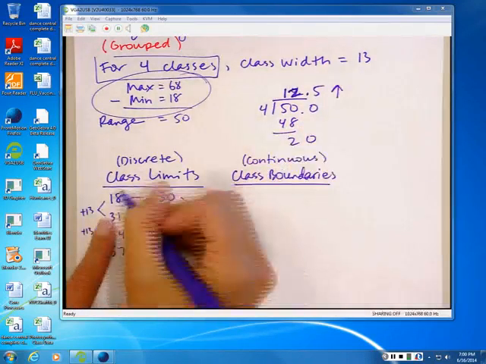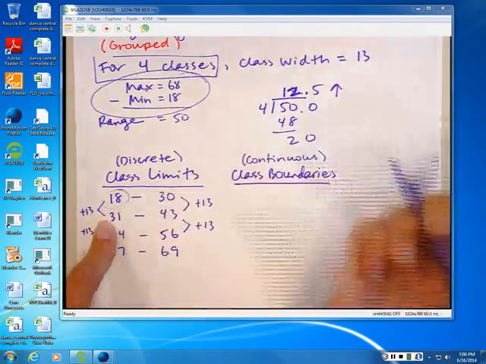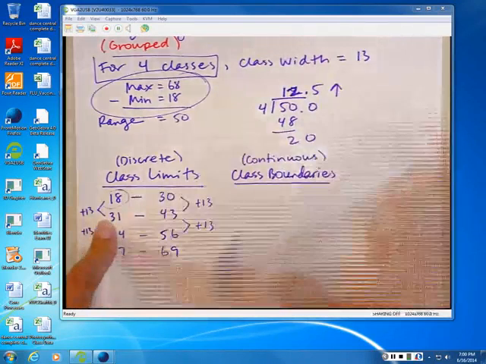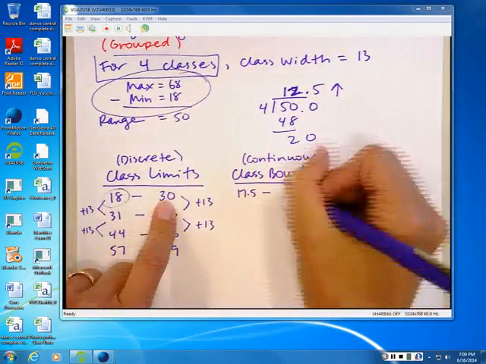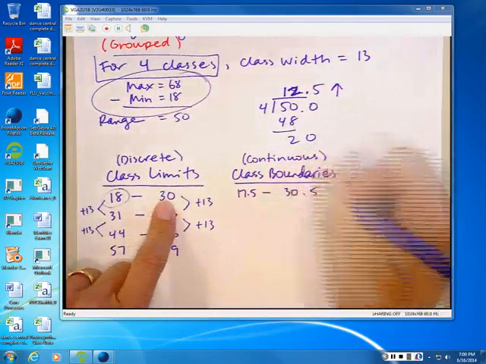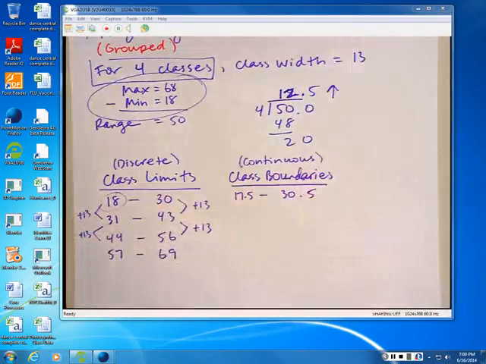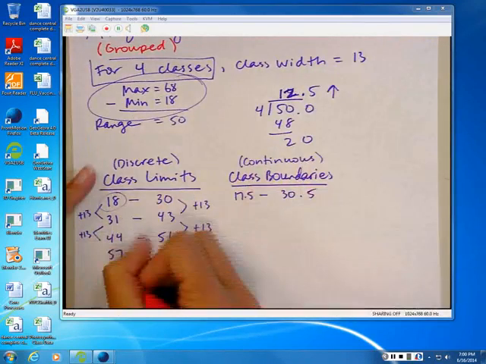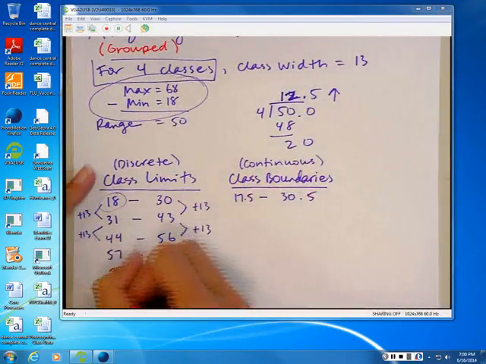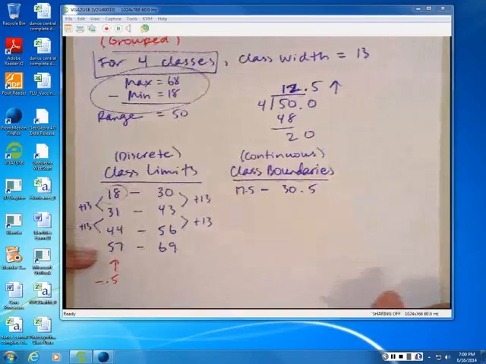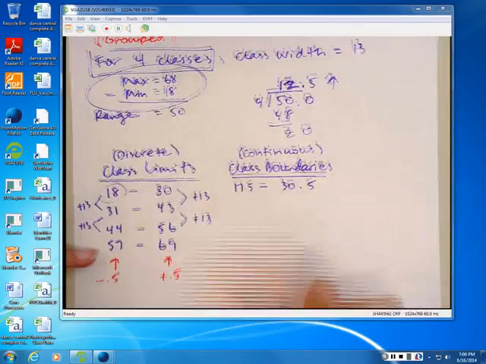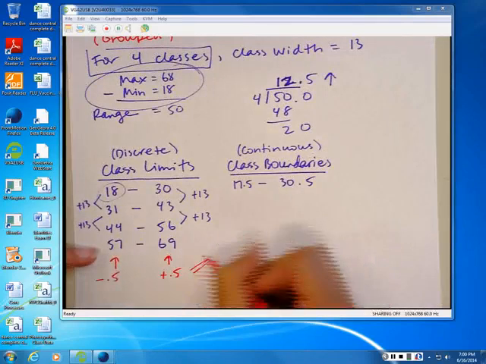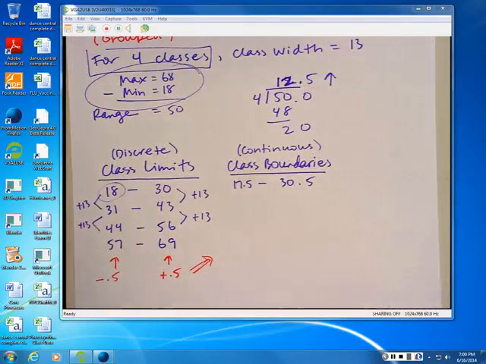So I'm going to take 18, and I'm going to adjust it 0.5 down, so 17.5, to, I'm going to adjust the 30 up, so to 30.5. So when I do my class boundaries, I want to subtract 0.5 from my lower values, and add 0.5 to my upper values, and that gives me my class boundaries. Okay, so I'm doing my 0.5 adjustment.